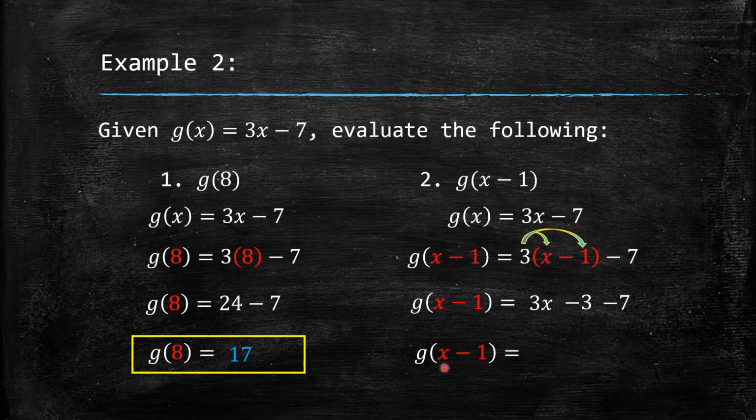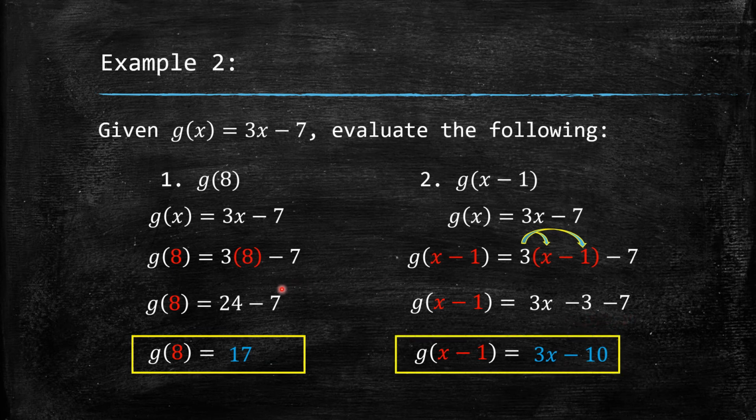So we will have g of x minus 1. Since we cannot combine 3x to the constant, we will have 3x. And then where did we get negative 10? That is negative 3 minus 7. And that is our final answer.